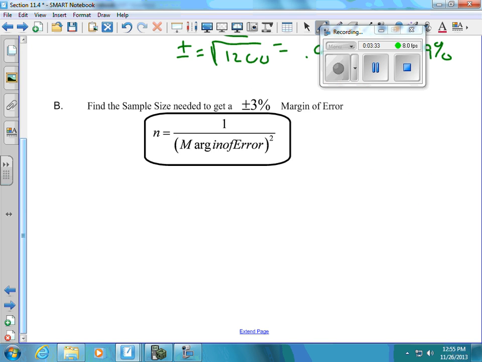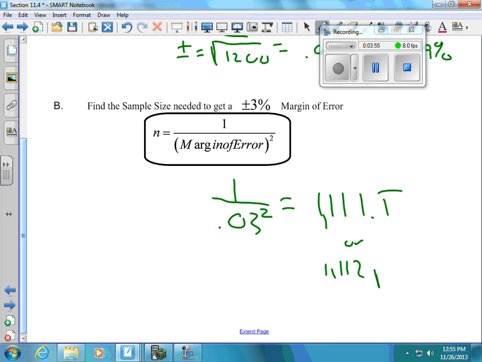Conversely, I can also find the sample size for a margin of error. If my margin of error is 3%, I change that back to a decimal, so be careful, and then 1 divided by 0.03 squared. If I plug that in my calculator, I get 1,111.1, or 1,112 people.